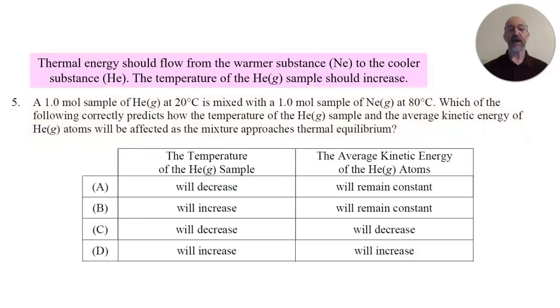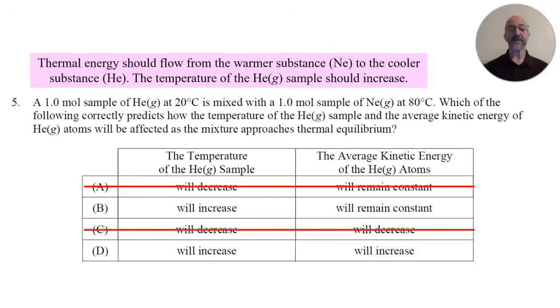So considering the fact that heat or thermal energy normally flows from the warmer object to the cooler object, in this case, the thermal energy should flow from the warmer substance, which is neon at 80 degrees Celsius, to the cooler substance, helium, at 20 degrees Celsius. Therefore, the temperature of the helium sample should increase. And if the temperature of the helium sample should increase, that means that the correct answer is either choice B or choice D. So we can eliminate choices A and C.